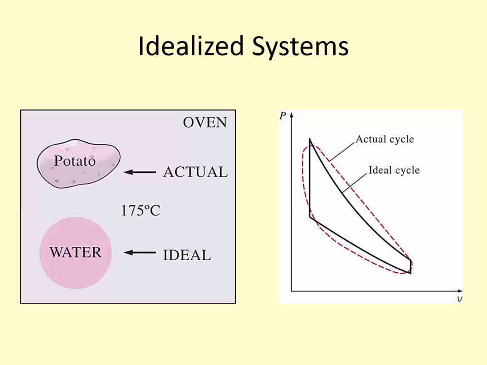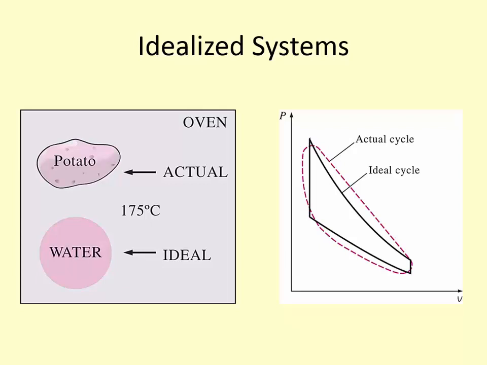Now we can look at a potato, which is a structure made of cellulose and has a skin around it. It's not perfectly round. It'd be a little difficult to study if we had to model it exactly as a potato. However, we can say, well, a potato's pretty much water, so we're just going to look at this potato as a sphere of water, right? It's a lot easier to analyze it that way.